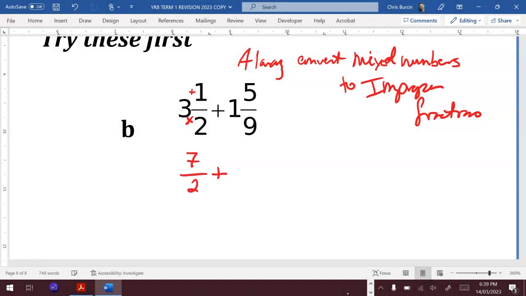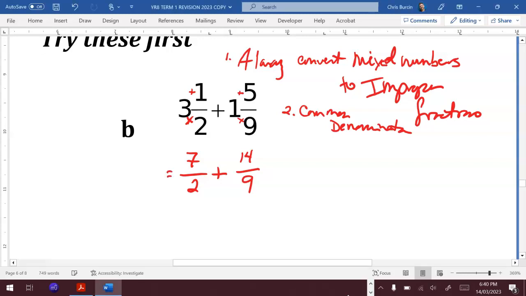And to that, I'm going to add 9 times 1 is 9, plus 5, we learned earlier, is 14. But that's over 9. Now, that's step 1. Step 2 is we want a common denominator, if we're adding. So between 2 and 9, what is the common denominator? Well, if I multiply them together, I'm going to get 18. So I figure that's probably a pretty good guess for what my common denominator is going to be.